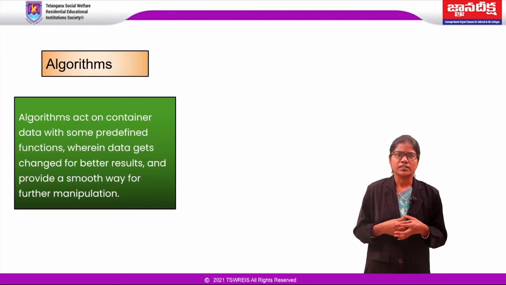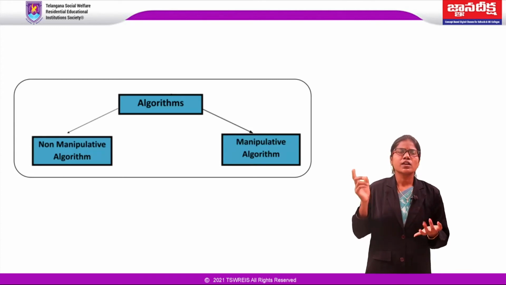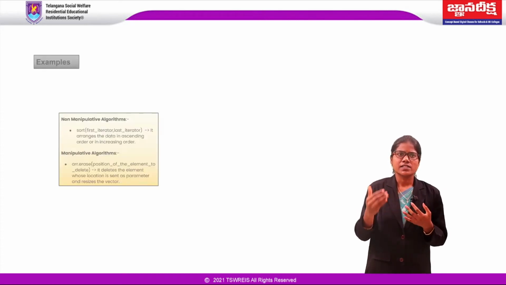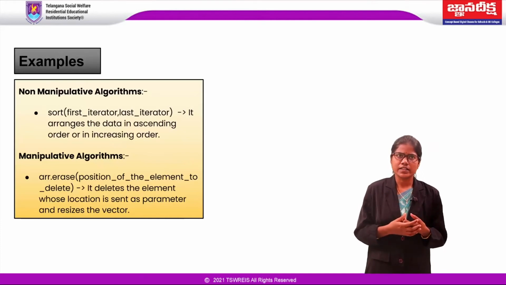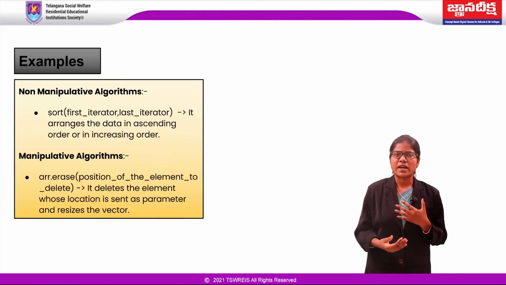This enables them to sort the coins. Algorithms are divided into two types. One is non-manipulative algorithms and the other one is manipulative algorithms. Some of the examples are sort and arrays. So sort comes under the category of non-manipulative algorithm. It arranges the data in ascending order or increasing order. And the array function detects the elements whose location is sent as a parameter and resizes the vector.